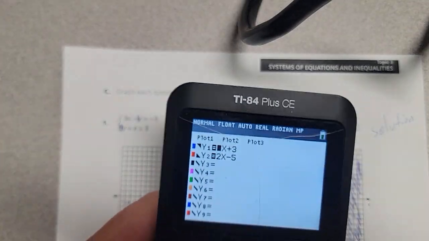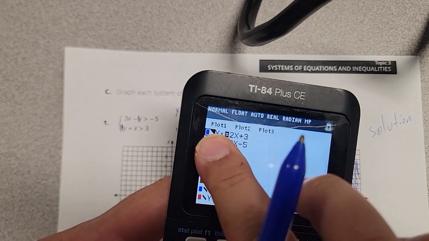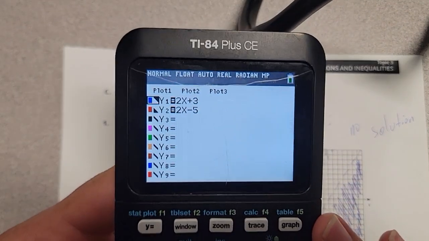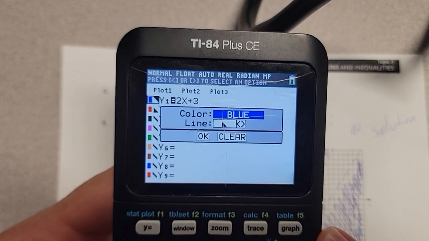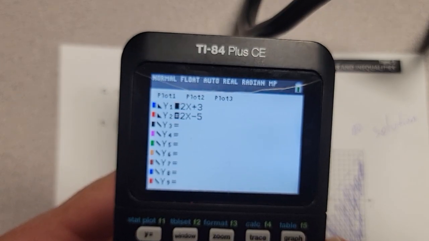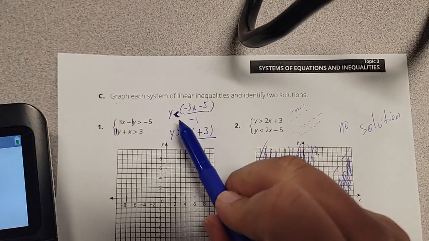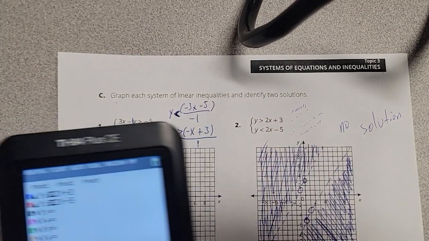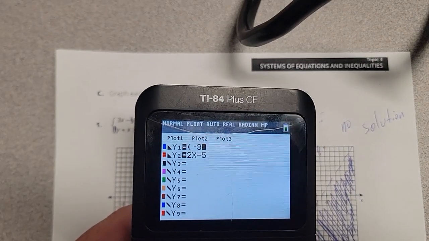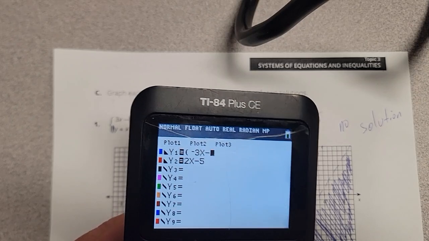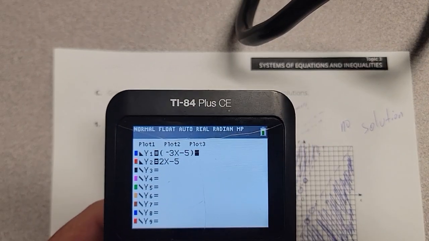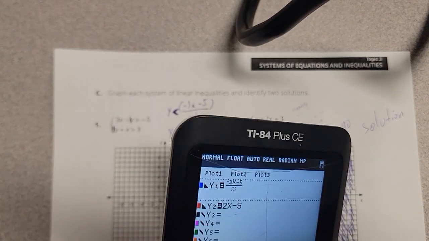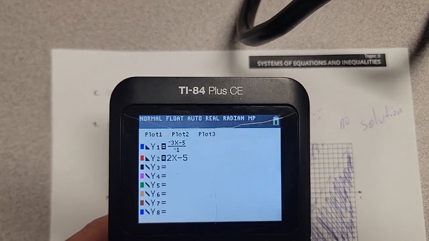And let's do the shadings. So go over here, go to the side. My shading for the first one is shaded below. That's what less than is. So then I'm going to put parentheses negative 3x minus 5, and then alpha x, negative 1 on the bottom.